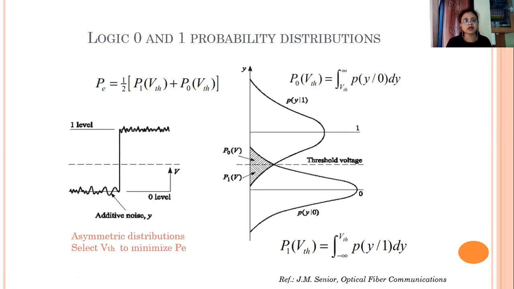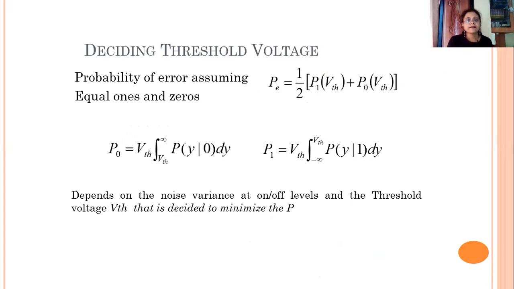write the expression for the combined error probability, that is equal to half of the bit 1 error probability and the error probability for bit 0, because it is a binary system and we will have bit 1 and bit 0. So the probability of error, assuming equal ones and zeros, as I said earlier, becomes this, and the probability error functions for the individual bits are defined.